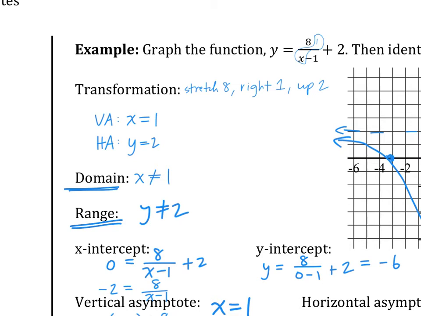Okay, let's do one more before I let you go. Domain is usually which asymptote? The vertical asymptote, right here. Usually the vertical asymptote, and then range is usually the horizontal asymptote. I say usually because we're doing the easiest section right now. When we start doing other graphs, it gets really complicated.